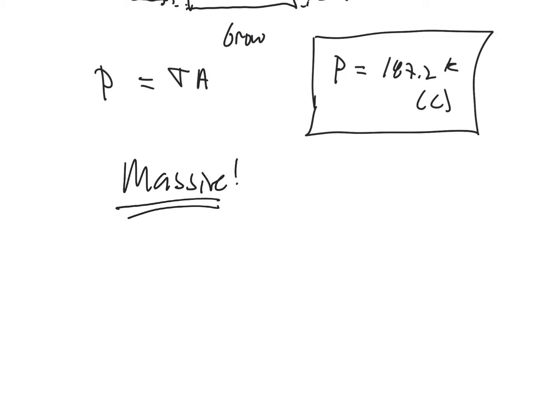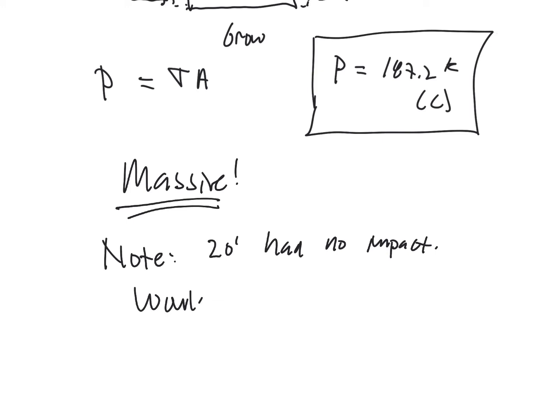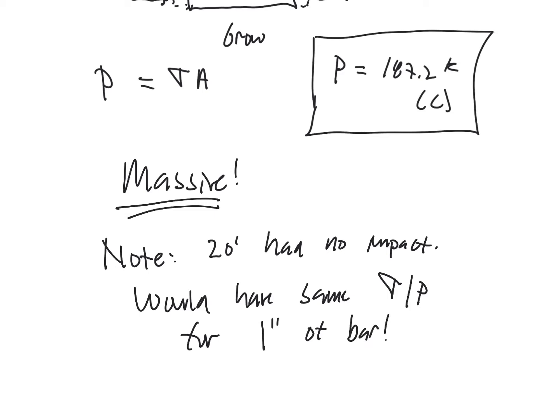Now notice also what did not make an appearance in this problem. The given data of the problem, notice the length is nowhere to be found. The 20 feet had no impact. In other words, we would have had the same force if we took 1 inch of bar. So we would have the same stress and force for 1 inch of bar! Exclamation point, because that's a little bit of a shock, counterintuitive.